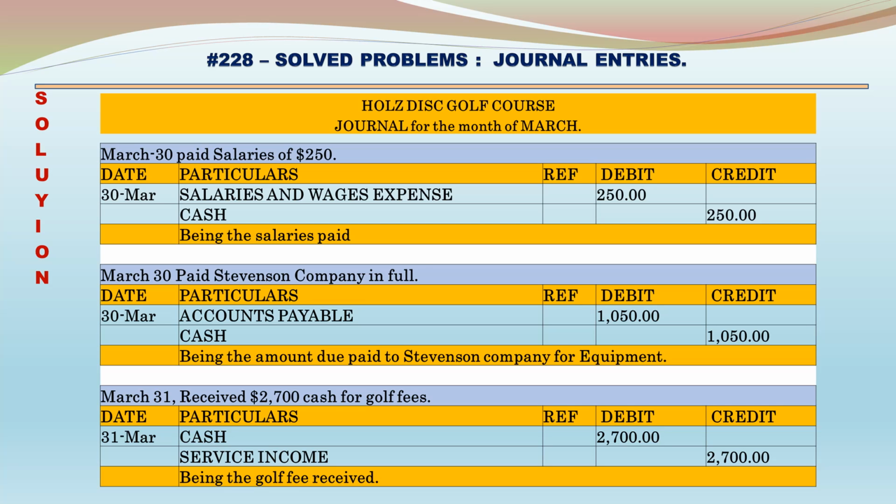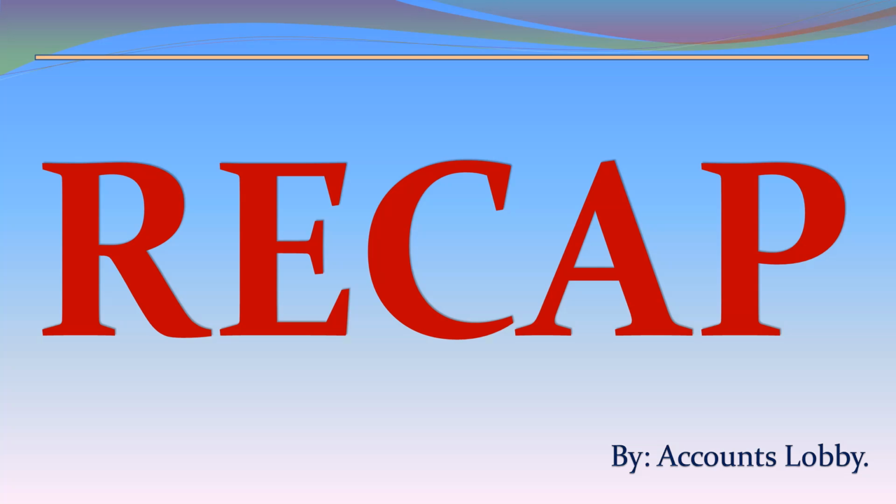March 31. Received 2700 cash for golf fees. Cash debit 2700, service income credit 2700, being the golf fees received. Recap.